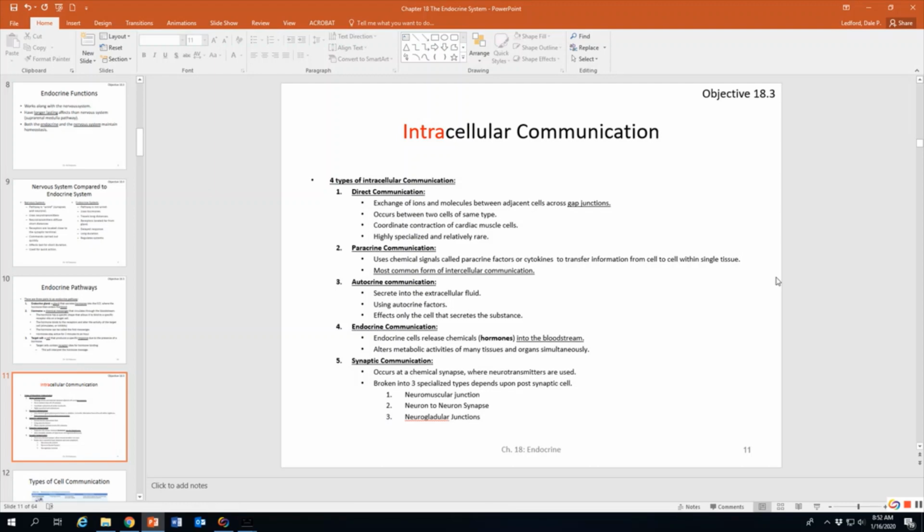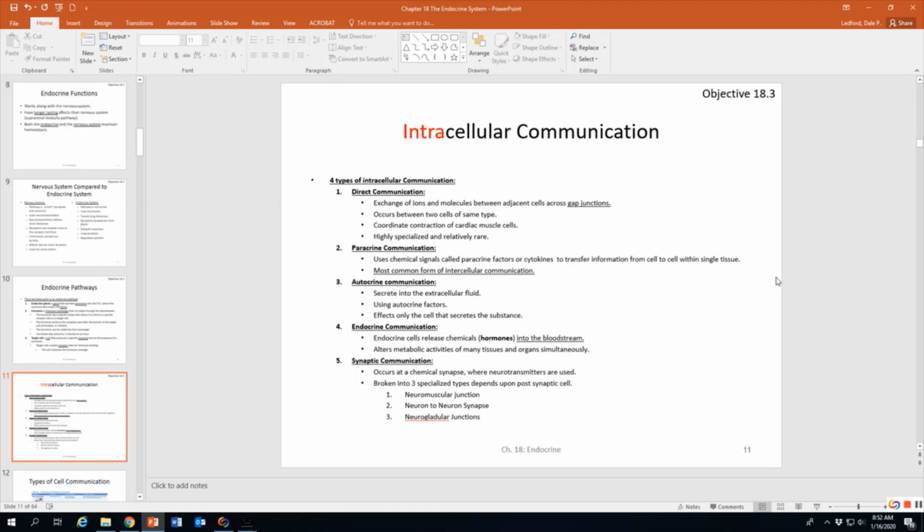Now, sometimes these are cells in the same tissue, sometimes it's cells in different tissues. Now, there's direct communication. This is involved in cells of the same type. It is not within a cell itself. It's between two cells, but they have to be of the same type, where they exchange ions or other molecules between two cells using gap junctions. Direct communication uses gap junctions. Now, they have to be the same type. For example, two heart muscle cells can talk to each other using that.